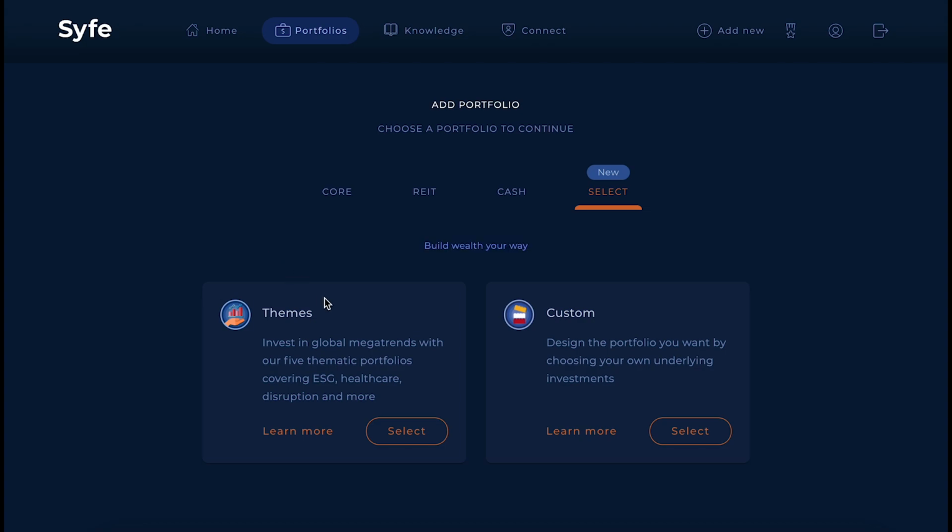But I can say the target group for this thematic portfolio is more for people who already know what kind of theme they want, but they don't know what kind of ETFs are available out there in the market. So they can refer to Syfe, and then depending on their risk profile, let's say they are okay with Syfe's selection, then they can go ahead with Syfe. But if not, they can also buy those ETFs from their own brokers.